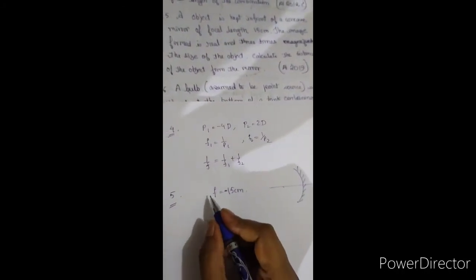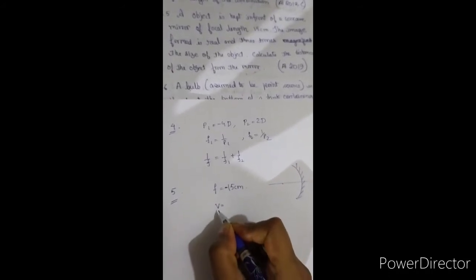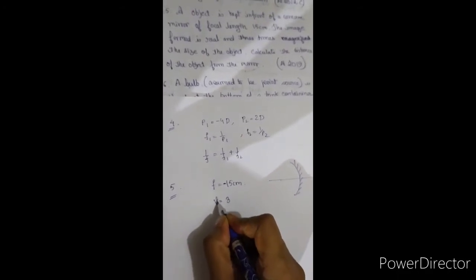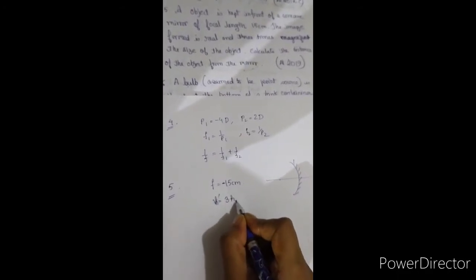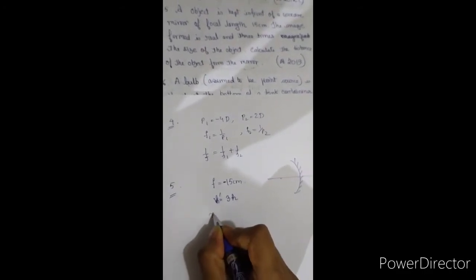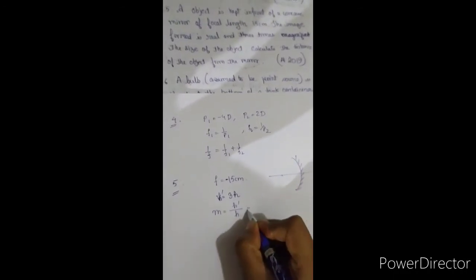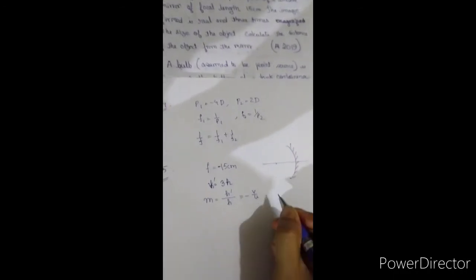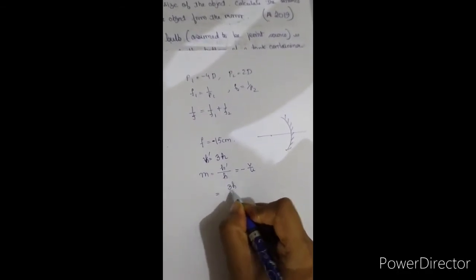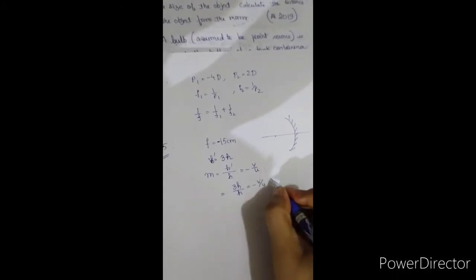The image formed is real and 3 times the size, means H dash is 3 of H. It is a real image. M equals H dash by H is equal to minus V by U. I hope you remember that you have studied. H dash is thrice of H divided by H, equals minus V by U, means magnification.